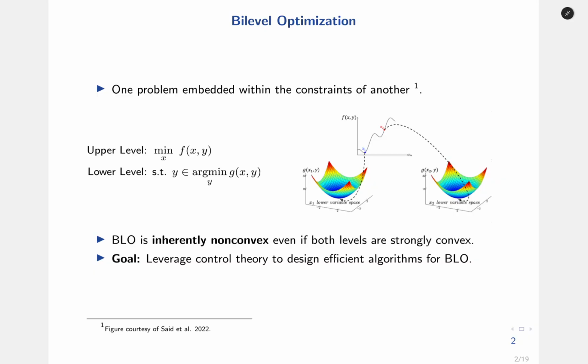Bilevel optimization is inherently non-convex, even if both the upper level and lower level objectives are strongly convex in their own variables. Our goal in this work is to use tools from control theory to design efficient and reliable algorithms for solving this class of optimization problems.